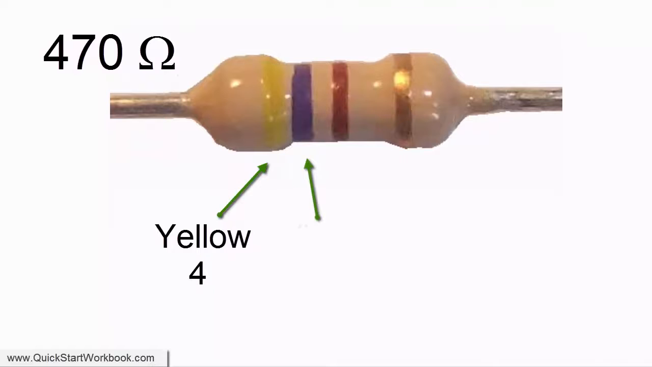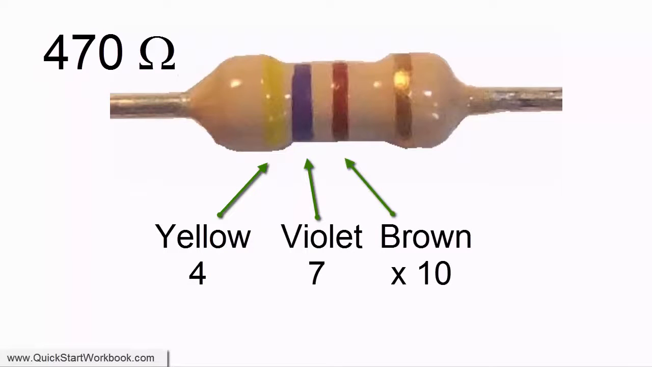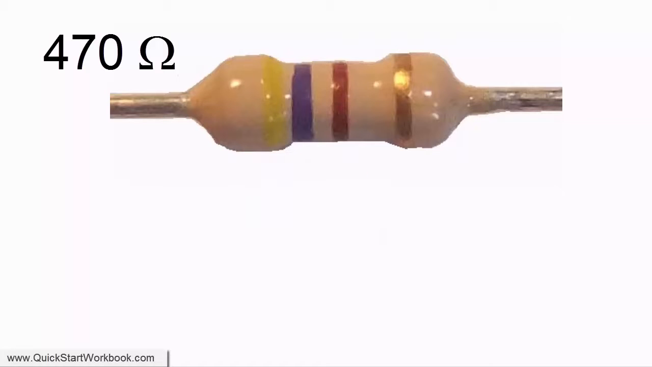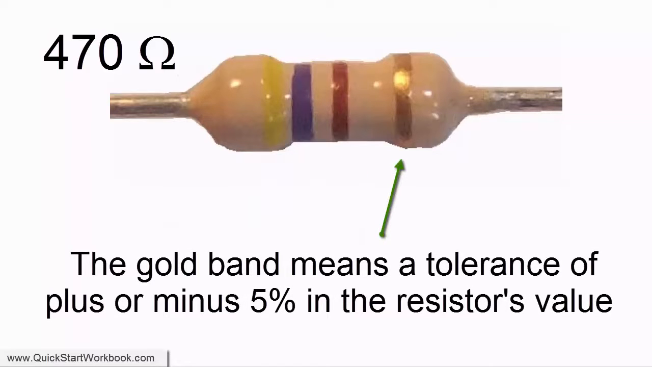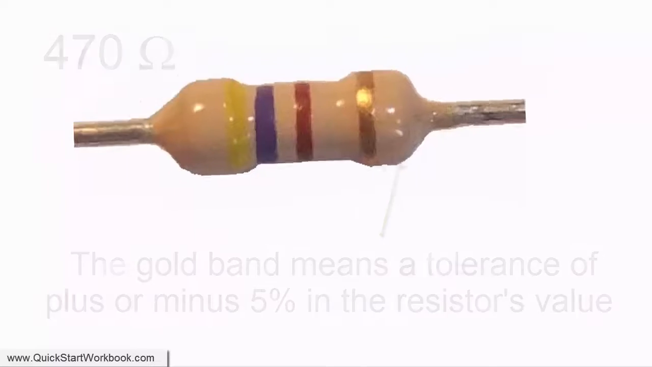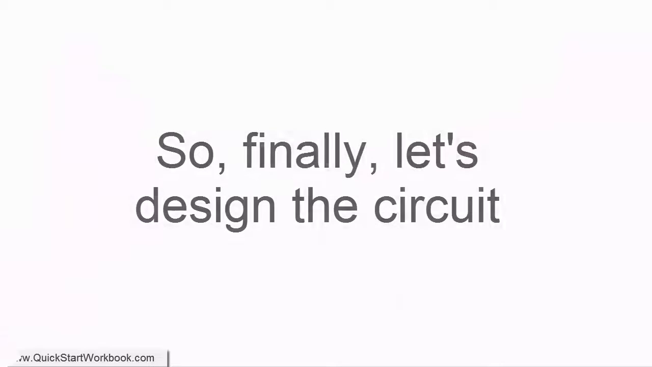For a 470 ohm resistor, the bands are yellow, which represents 4, violet, which represents 7. You can then put these two numbers together, which gives you 47, and then multiply them by 10, which is indicated by the brown band. The gold band at the end means that the actual resistance value will be somewhere in between plus or minus 5%. Now that we know which size resistor we're going to use, we can design and build the circuit.